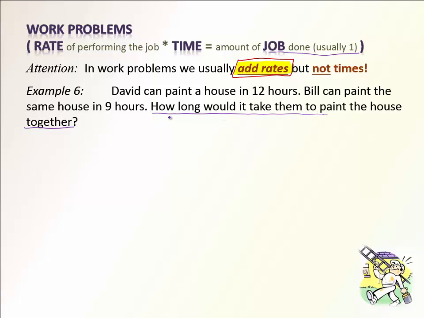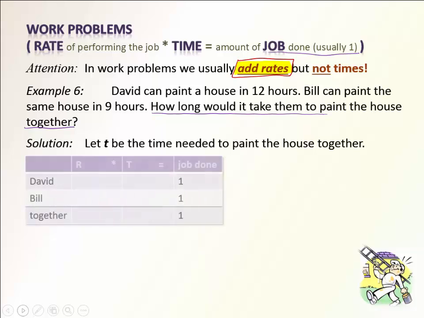Well, let's introduce the variable. Let t be the time needed to paint the house together. And we're going to stick with the table similar to the motion problem. Rate times time equals job done. Instead of distance, you have the amount of job done. In this case, it's about painting the whole house, so it will be the same one job to do for David, Bill, or when they work together. So how do we fill up this table?